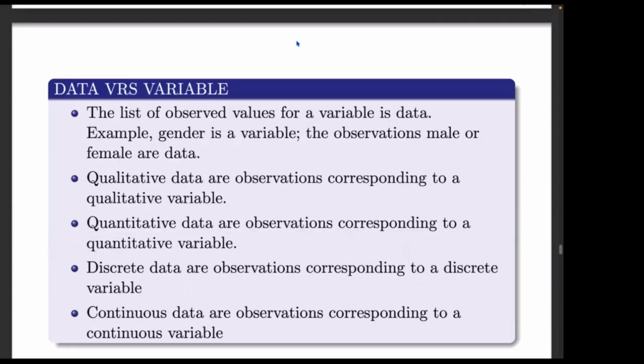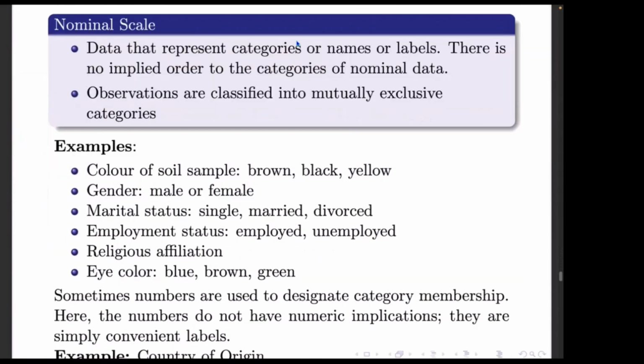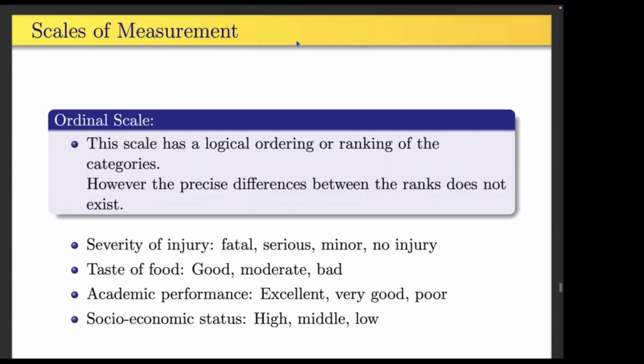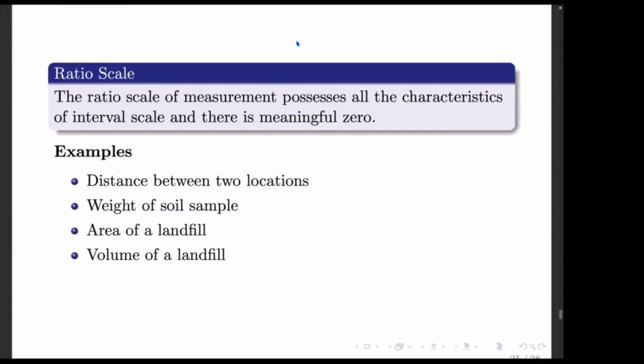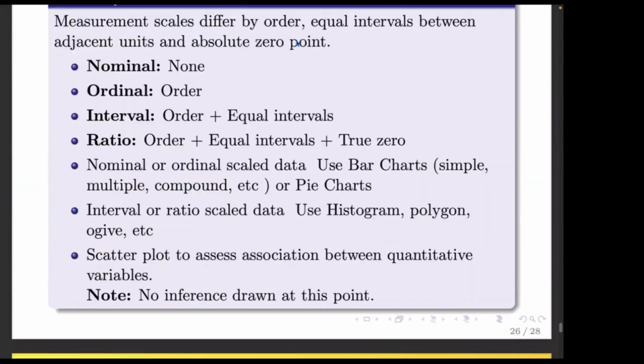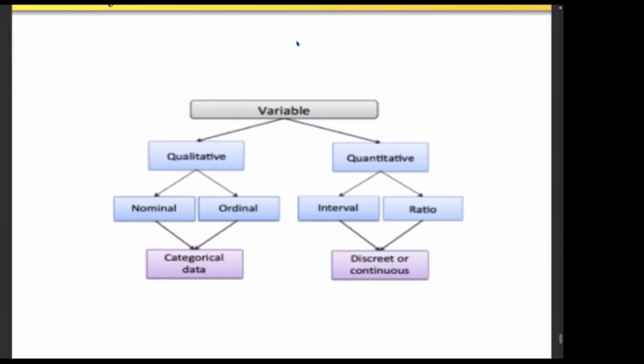So this is for the nominal and then the ordinal. This is a whole summary of the variables. As we can see, the two types of variable are the qualitative and quantitative. Under the qualitative, we have nominal and ordinal. And then we go to the quantitative. Under the quantitative, we have discrete and continuous.